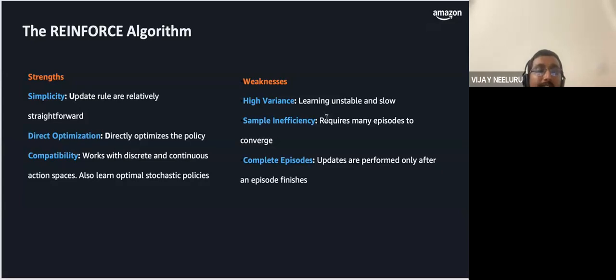The second weakness is sample inefficiency. It requires many episodes to converge because of the noisy gradient estimates. And the third one is that it requires complete episodes. Updates are performed only after the episode finishes, which can be very problematic in very long or non-terminating tasks.